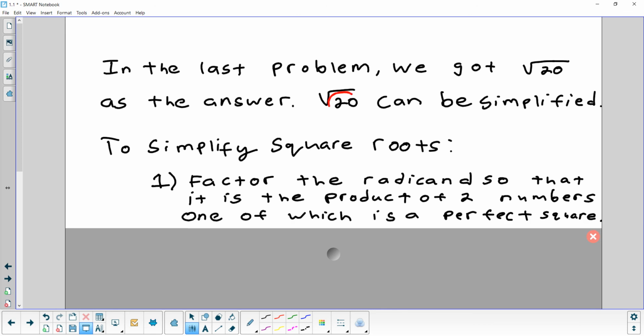This number underneath the 20, underneath the square root, that's called the radicand. It's the number under the root. One way to reduce it is to factor the radicand. Factor means write as a product. Like if you write 10 is 5 times 2, you just factor. We have to factor the radicand, so it's the product of two numbers, and you want one of them to be a perfect square. What's a perfect square?